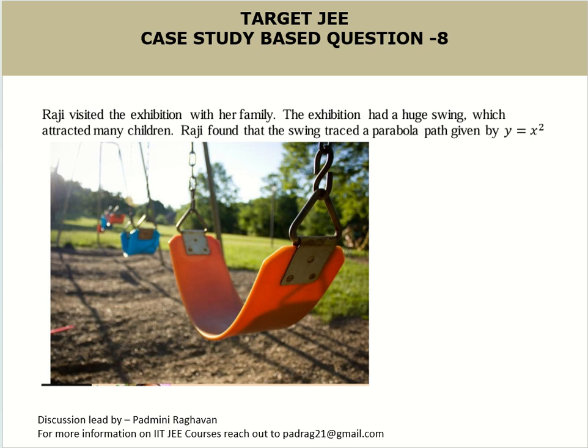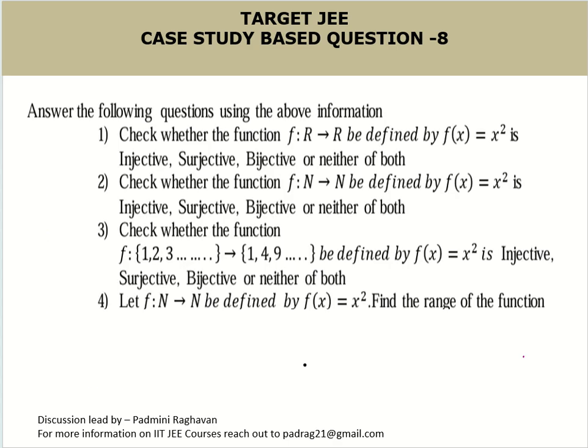Case study based question. Raji visited the exhibition with her family. The exhibition had a huge swing which attracted many children. Raji found the swing traced a parabola path given by y is equal to x square. Answer the following questions. The first question is check whether the function f from R to R defined by f of x is equal to x square is injective, surjective, bijective or neither of both.